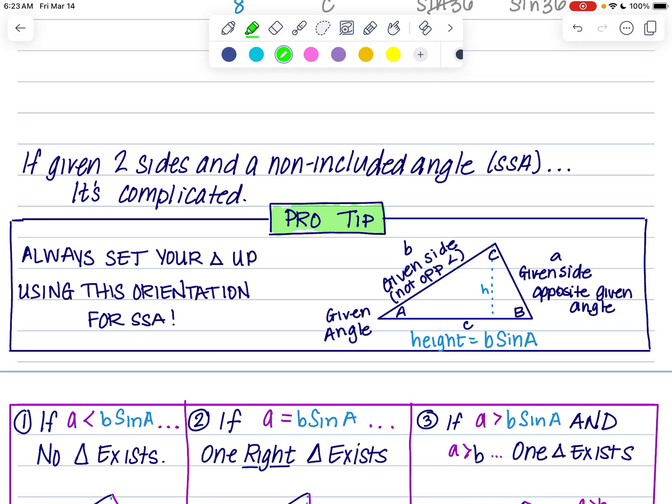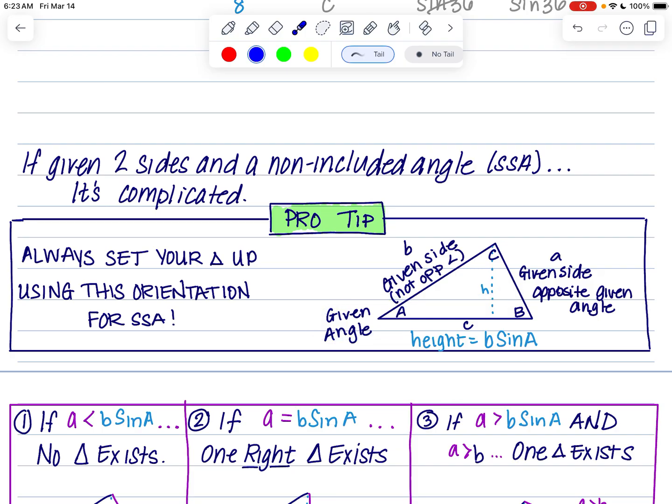Set them up so the angle that you're given, its angle measure, you're going to put that in the bottom left-hand corner of your triangle. So here's your given angle. The side opposite obviously goes opposite. So the uppercase letter is your angle, the lowercase letter is your side. You want to throw these on your triangle like that, okay?